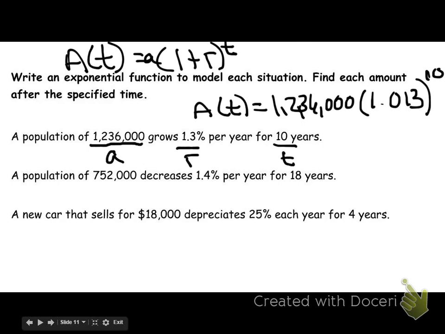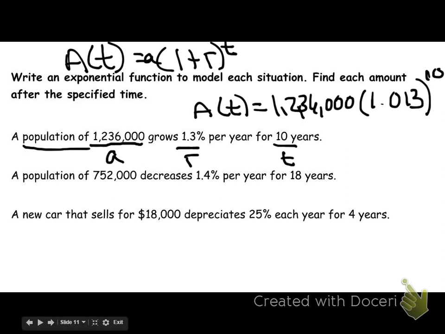Grab your calculators. Don't put it in the y equals. Put it in a regular calculator part. Tell me what answer you get. And since we're talking population, round it to the nearest person. Hit second and mode, the key right next to it, and that will get you out of your graphing. 236.